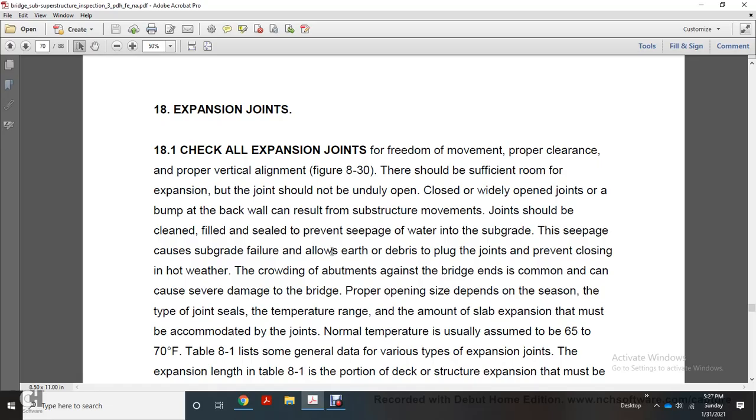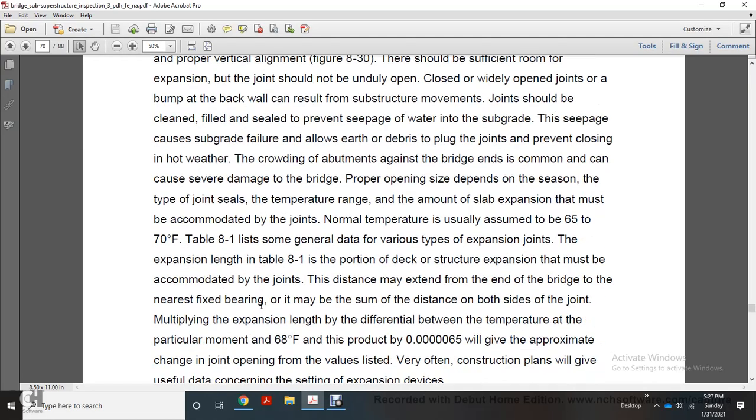Seepage of the subgrade, or failure, allows earth and debris to plug the joints, preventing closing in hot weather and corroding the abutments above. If the bridge ends are in contact, this can be the cause of severe damage to the bridge. Proper opening size depends on the season, type of joint, steel, and temperature range. The amount of slab expansion must be accommodated within the joint.